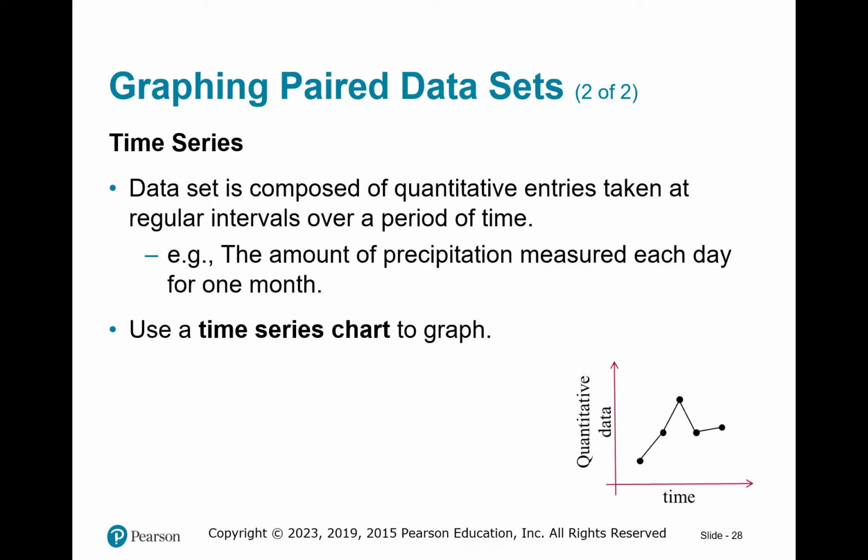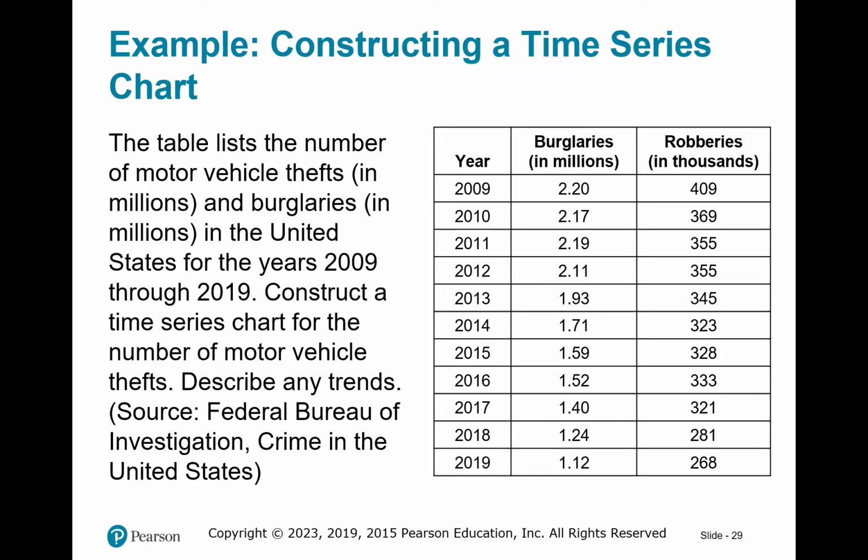And then when we look at the time series, a data set is composed of quantitative entries taken at regular intervals over a period of time. This is what the time series chart looks like. And then we look at the examples for each year. We have the burglaries and we have the robberies.